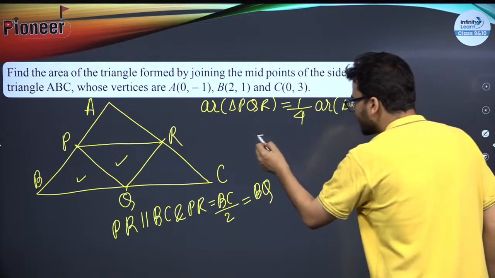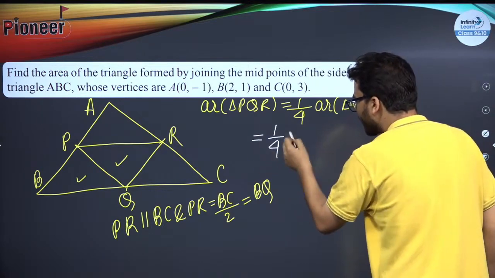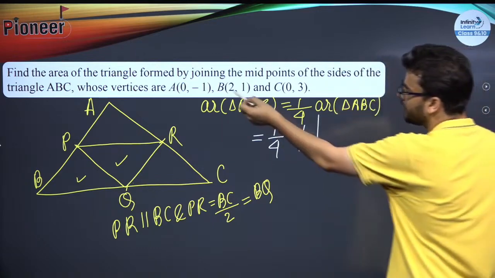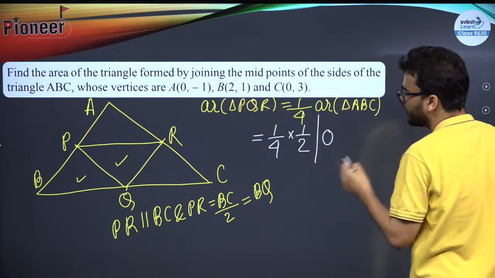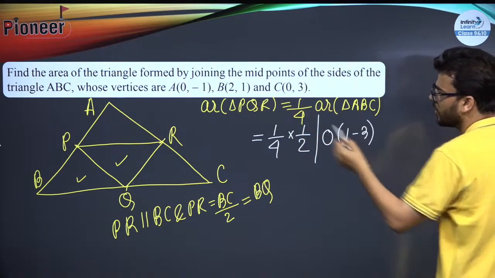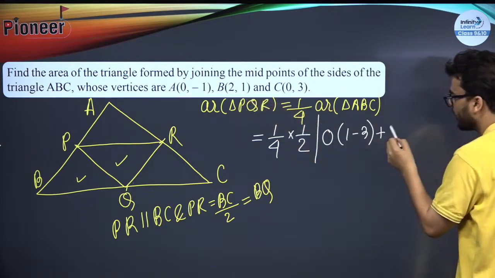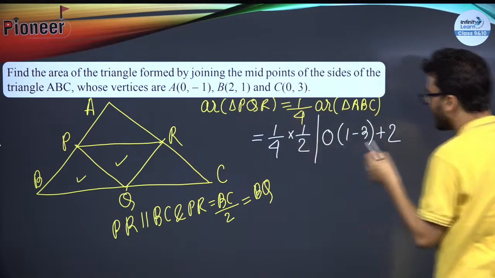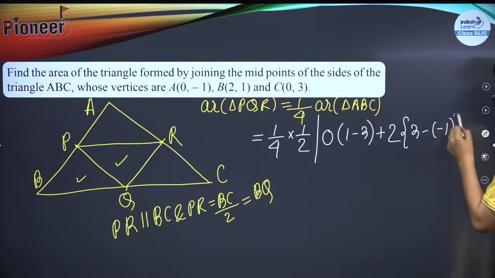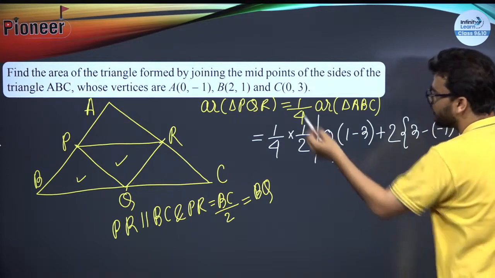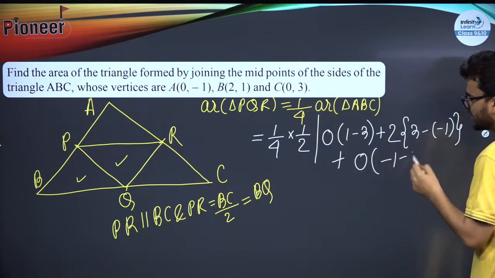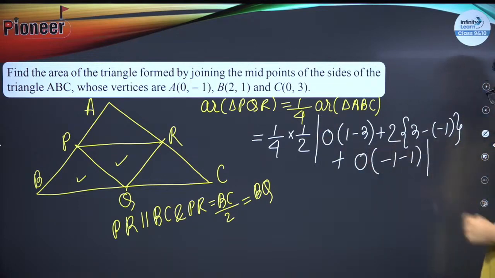So over here that is 1 by 4, area of triangle ABC will be half into modulus of x1 (y2 minus y3), so 1 minus 3 over here, plus x2 (y3 minus y1), so that will give you 3 minus of minus 1, plus x3 (y1 minus y2). So this is the area of this triangle, that's it, and this is the answer.